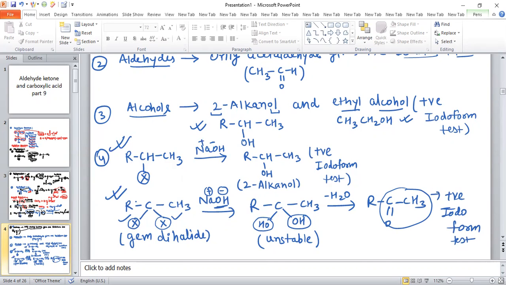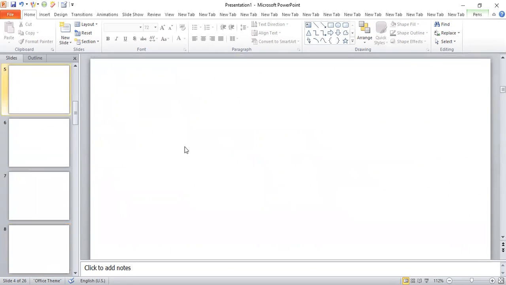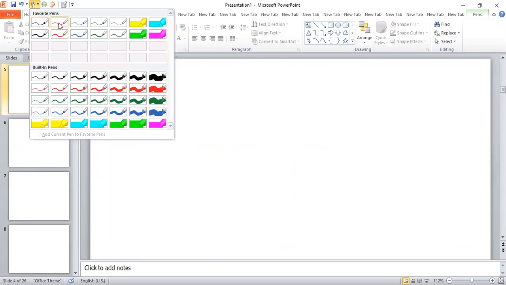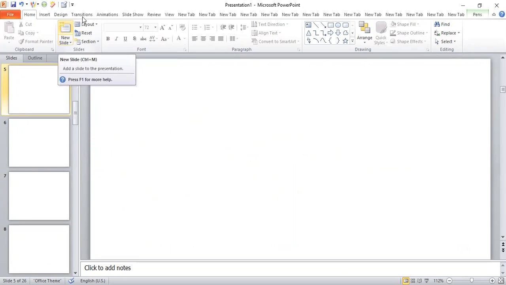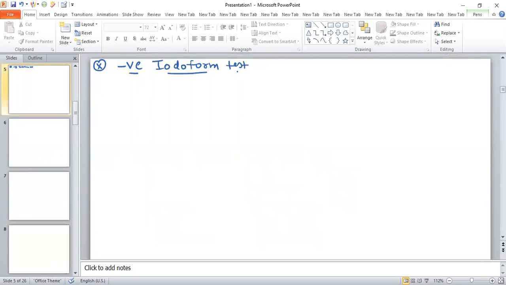Now we have seen which of the following compounds will give a positive iodoform test. So now we are going to discuss which of the following compounds will give a negative iodoform test.